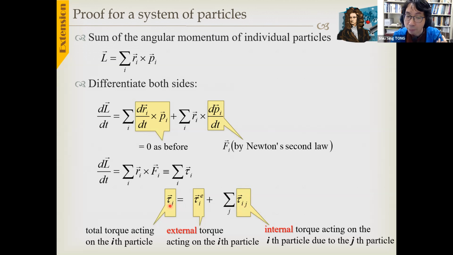Because we are talking about the total torque on the i-th particle, we form a summation of all the internal torque acting on particle i due to all other particles. So we form a summation over j, that is the other particles. So now the torque is separated into the external torque and the internal torque, and the internal torque contains a summation over all other particles. Now let us put this equation back into the original summation.